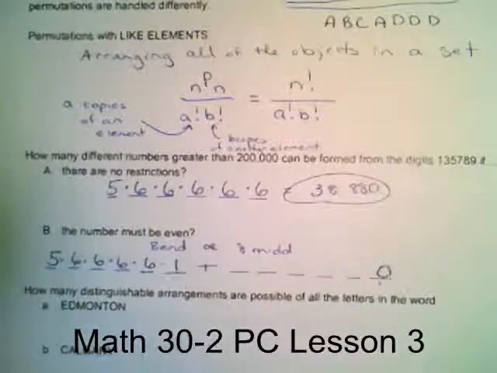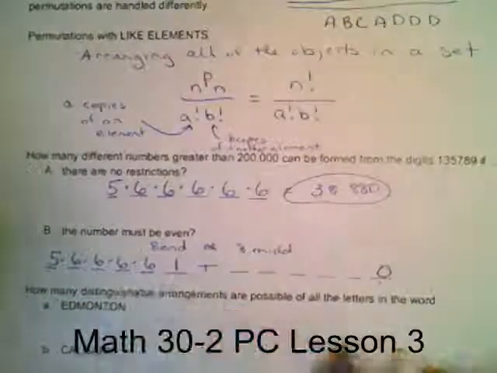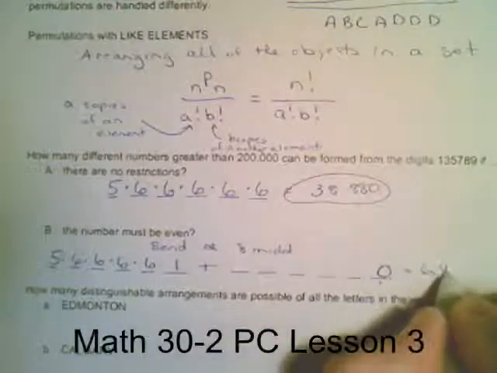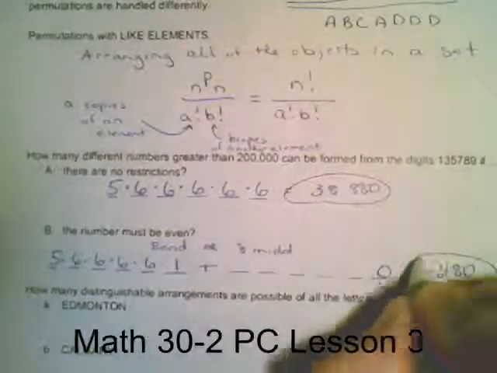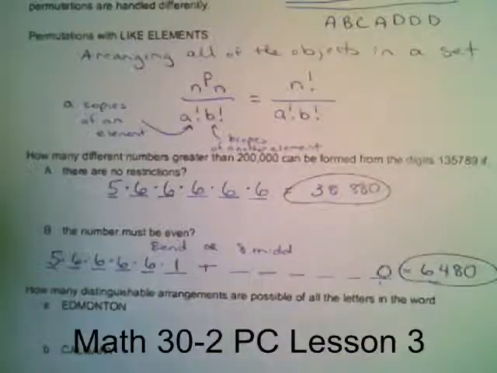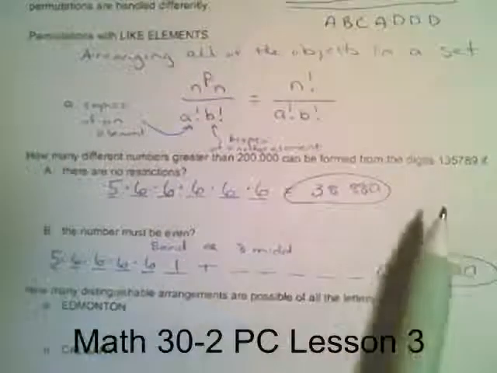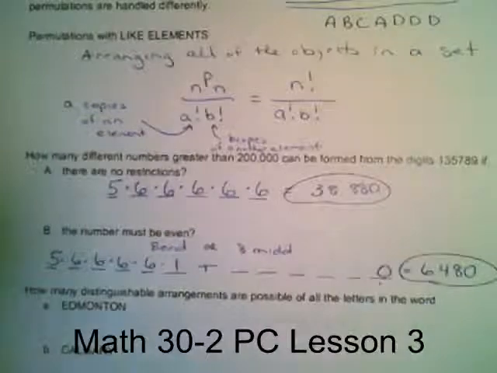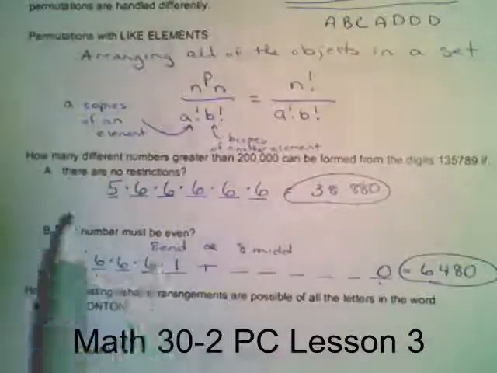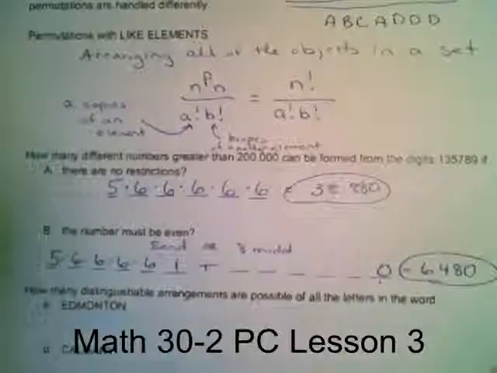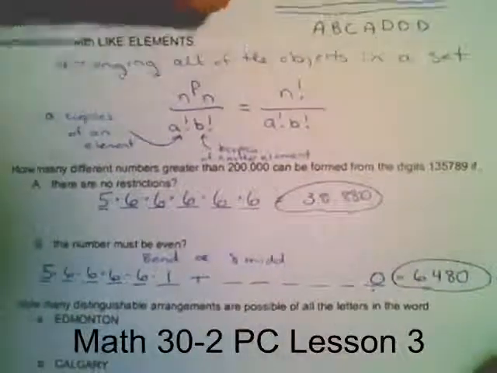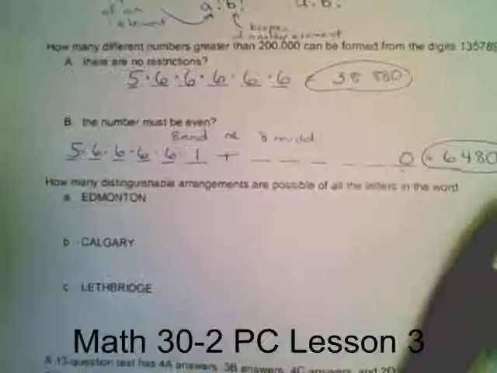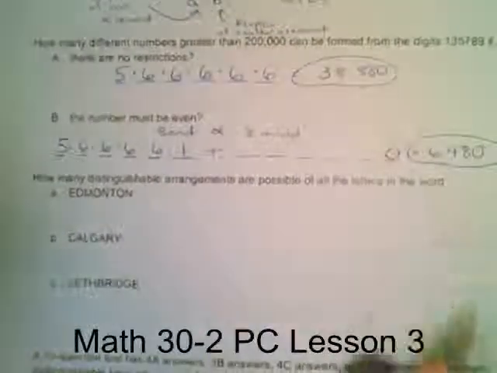So all I've got is this: 5 times 6 times 6 times 6 times 6 times 1. That's the only way to do it. But I'm looking at the multiple cases, because you never know if something's going to cancel out. So in this case here, I've got 5 times 6 times 6 times 6 times 6 times 1, and that is 6,480. So there are 6,480 numbers greater than 200,000 from that set of digits that must be even.